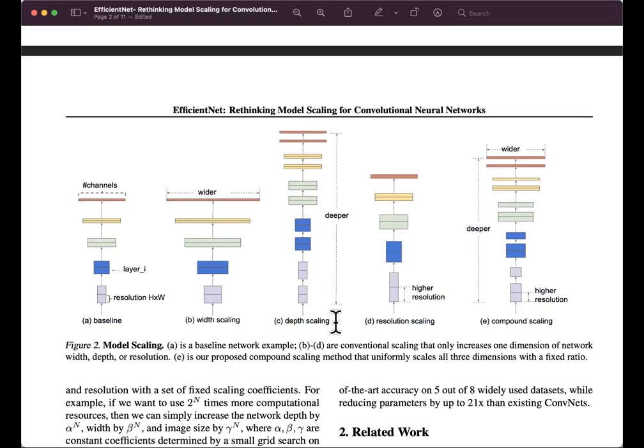B, C, and D do scaling independently in only one aspect, such as only in width, only in depth, or only in resolution. While E is a compound scaling, where the model is scaled by width, depth, and resolution simultaneously in all three dimensions with a fixed ratio.